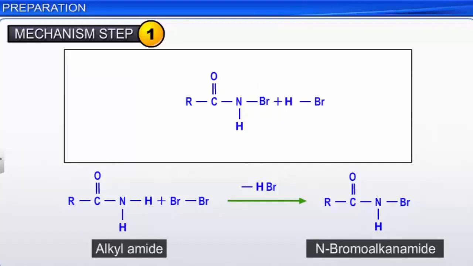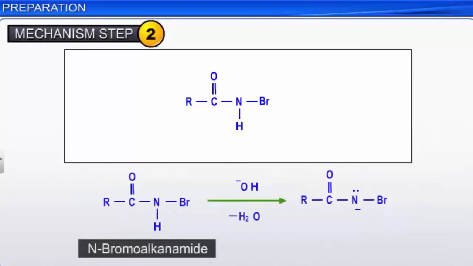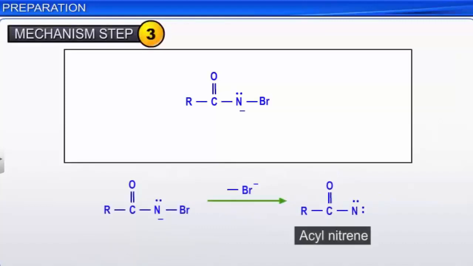The second step is the abstraction of hydrogen ion by the hydroxide ion. This results in the development of a negative charge on the nitrogen atom. Step 3 involves the separation of halide ion, resulting in the formation of an intermediate with an electron-deficient nitrogen atom.